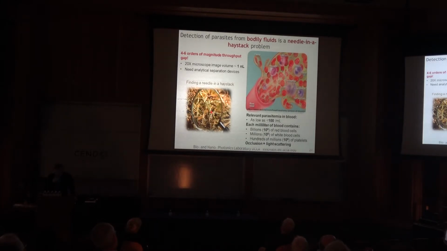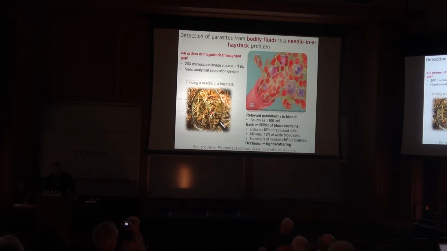This is a very difficult problem because typical parasitemia for trypanosomes, for example, is less than 100 per mL. If you look at a standard optical microscope, let's say a 20x objective, the volume that it looks at is about a nanoliter, let's say a few nanoliters. There's a huge mismatch here in terms of throughput. So it's like finding a needle in a haystack.